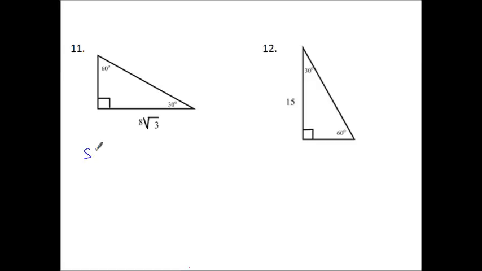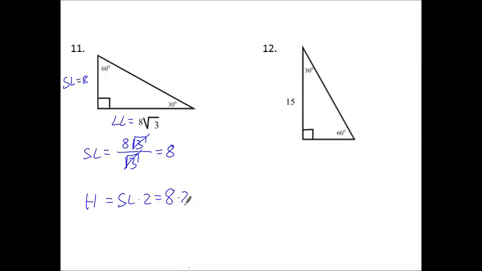Back to example 11, we are going to do just that. We're going to find our short leg by taking 8 square roots of 3, dividing it by the square root of 3, and how nice, those 2 square roots of 3 cancel each other out, and we're left with 8 being the length of our short leg. And to find our hypotenuse now, we are going to take the short leg and multiply it by 2. 8 times 2 is equal to 16.